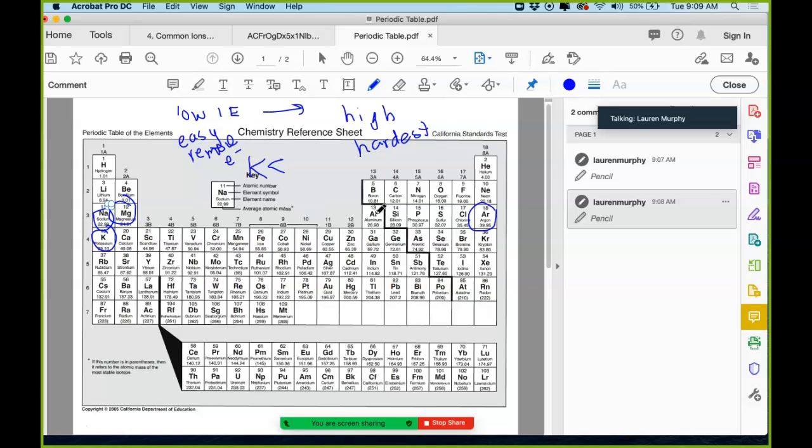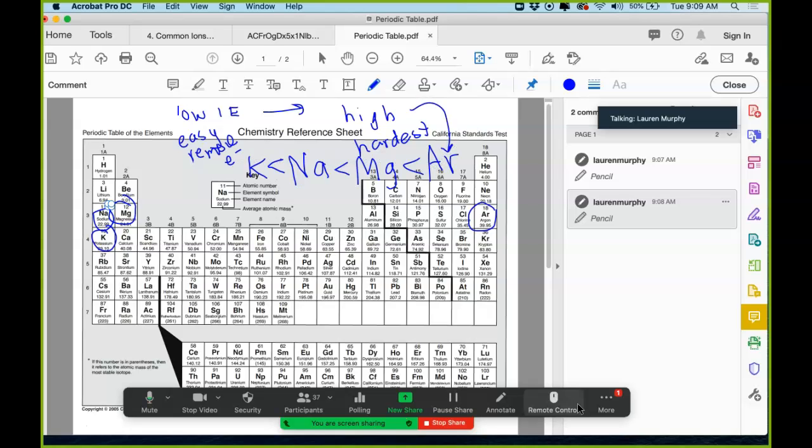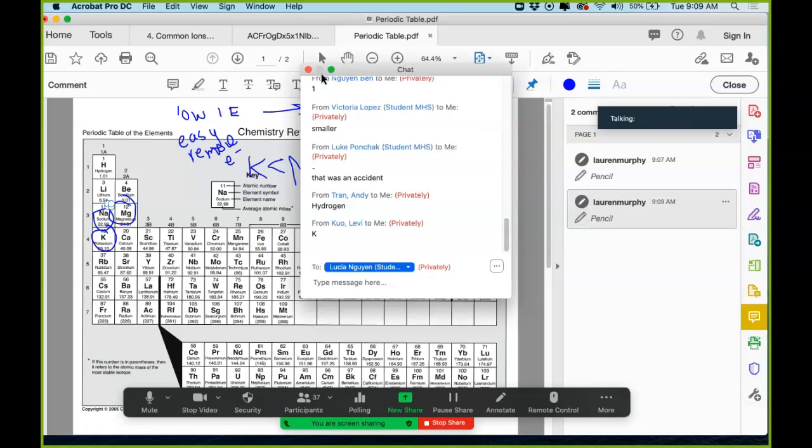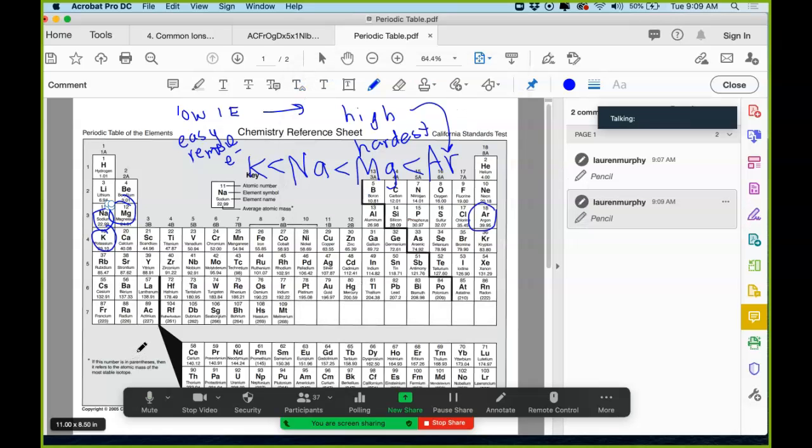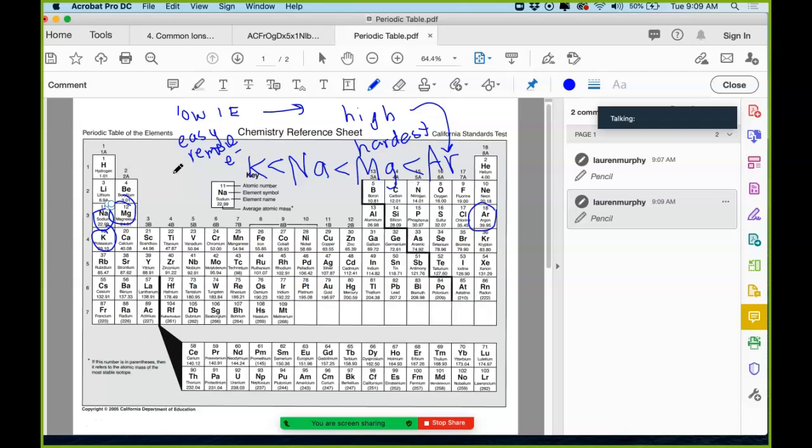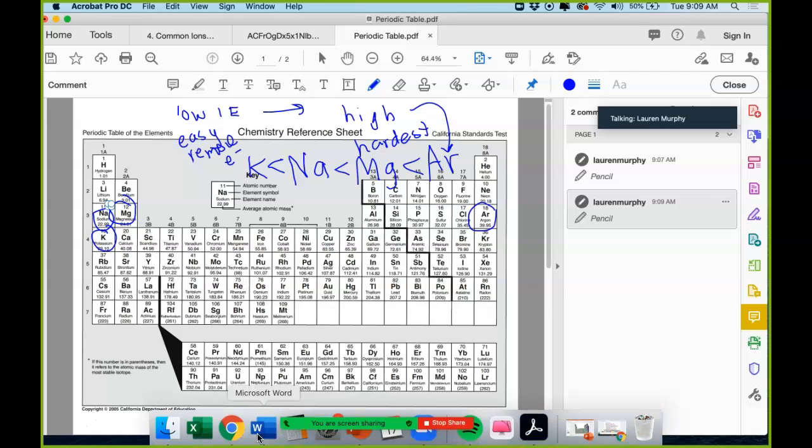Well, these all have 3 rings of electrons, but sodium is the biggest of the 3, so its valence electrons are further away from the nucleus. And then magnesium is smaller than sodium, and then argon is the smallest and only has 3 rings of electrons, so its electrons are the closest to the nucleus, which makes it the hardest to remove. There is their rankings. Questions on ionization energy?